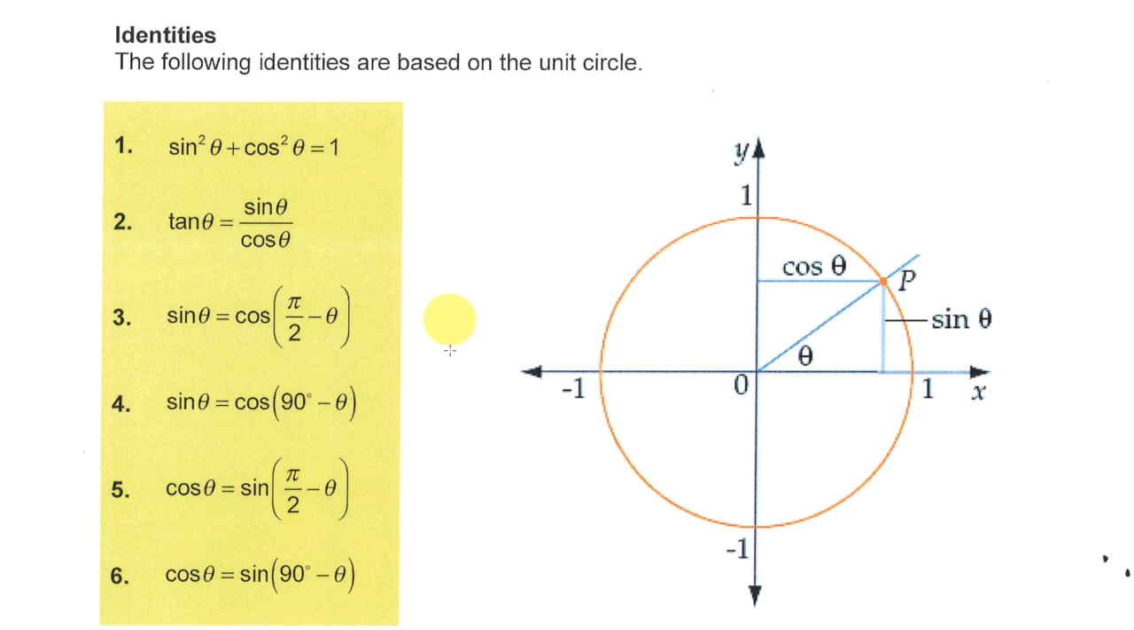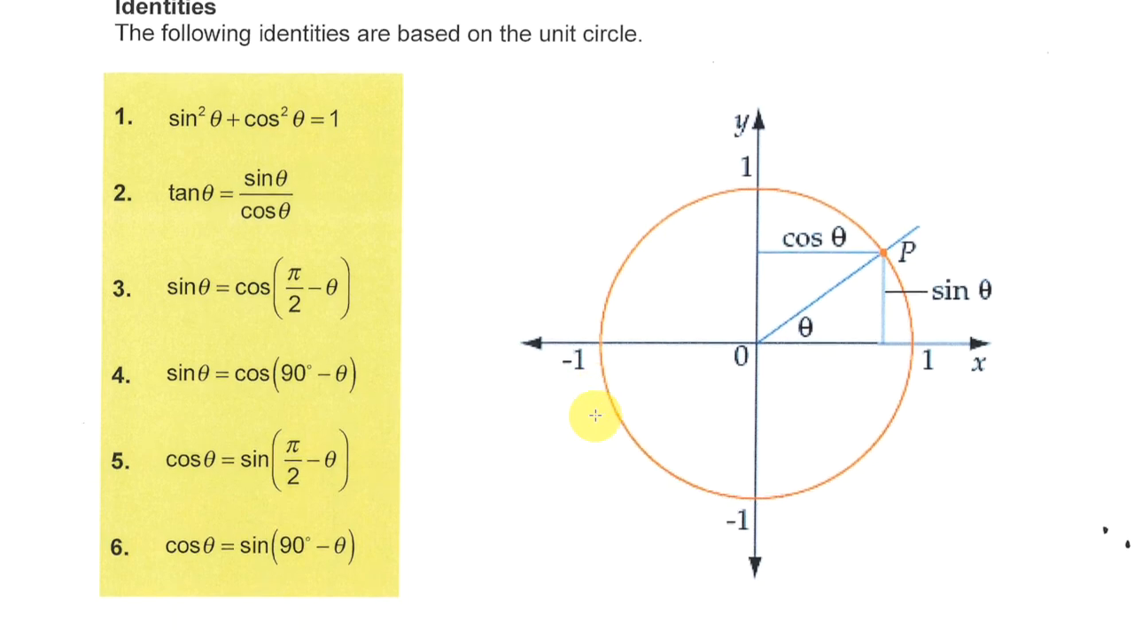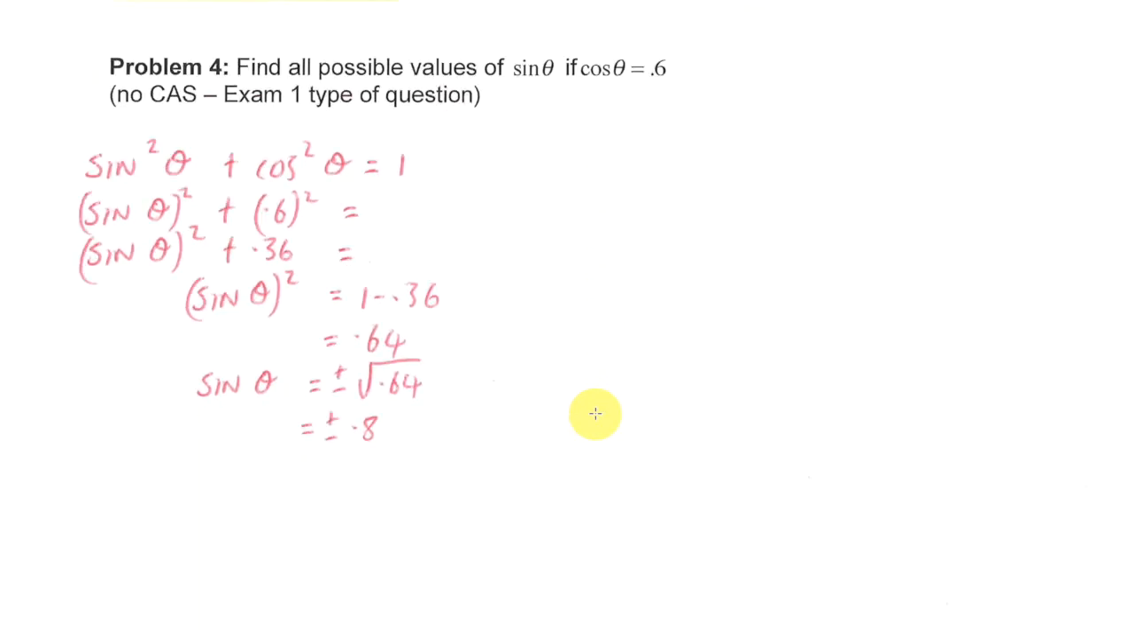These aren't used as much. So identities 3 through to 6 aren't as common. This diagram here is not as strong as the interactive I showed you before. But let's go through and look at some application.